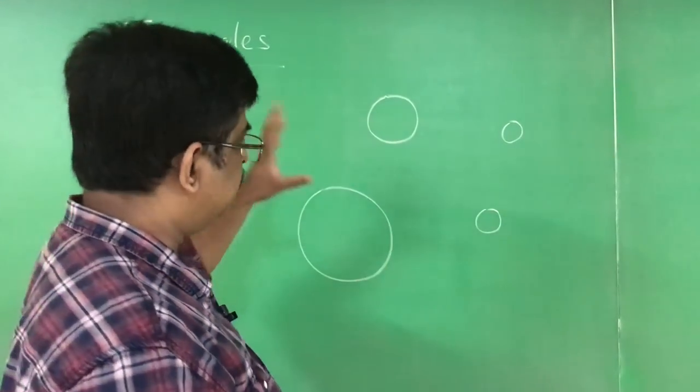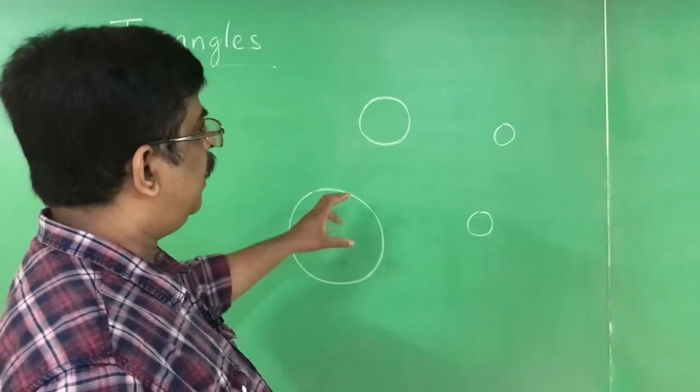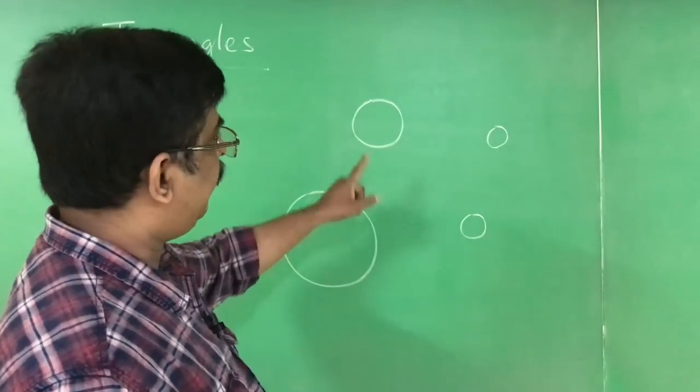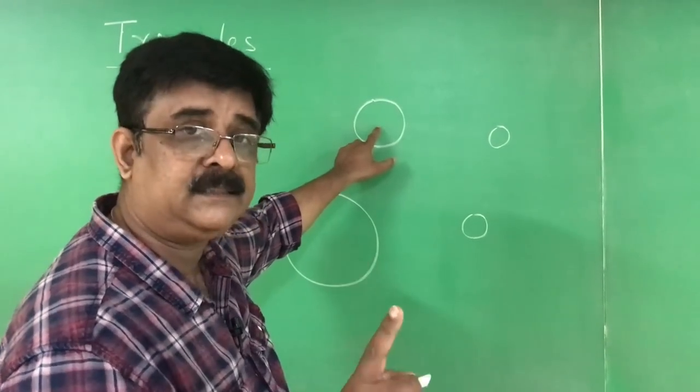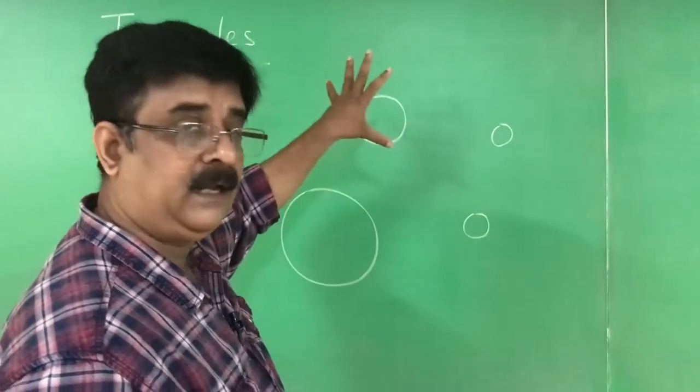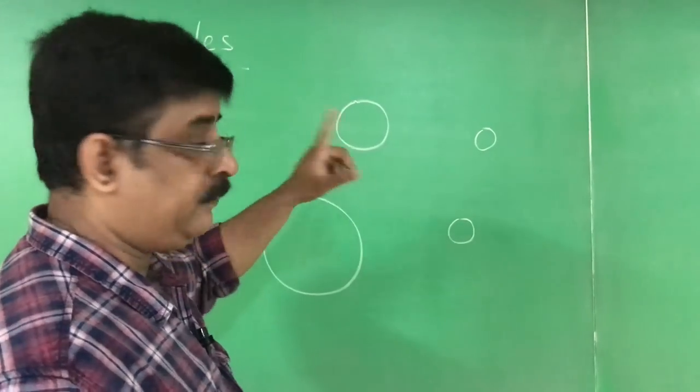Means what? These geometrical figures are always of the same shape. They are identified by their shape. A circle is identified by its shape, not by its size. Circles may be smaller or bigger. Understood?